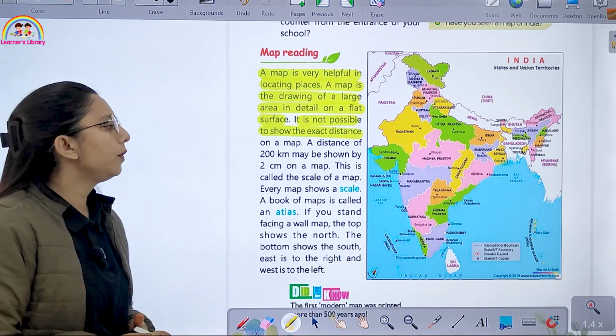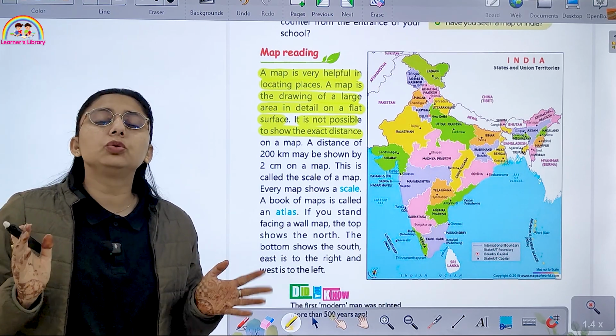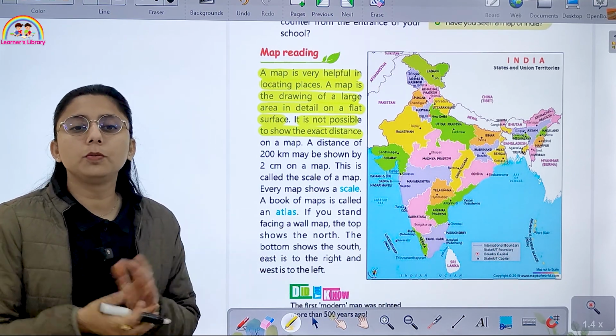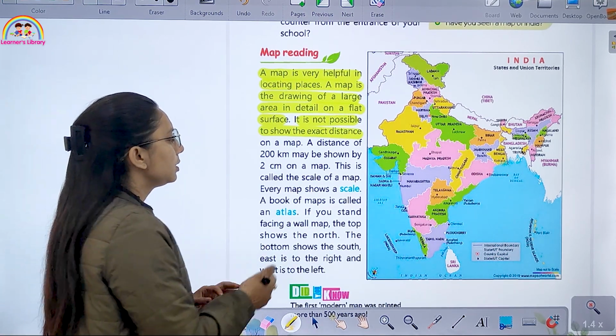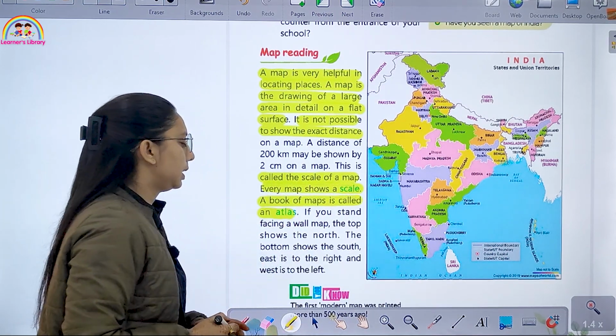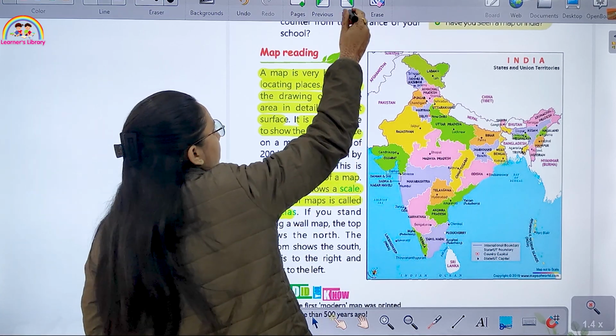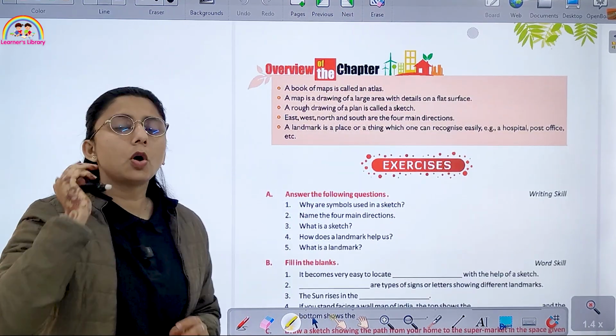So a distance of 200 kilometers is shown as 2 centimeters, because a map is of a small size and we cannot show such big distances in kilometers. Right? This is called the scale of the map. Every map shows a scale. A book of maps is called an atlas. Right? This is all in this chapter.